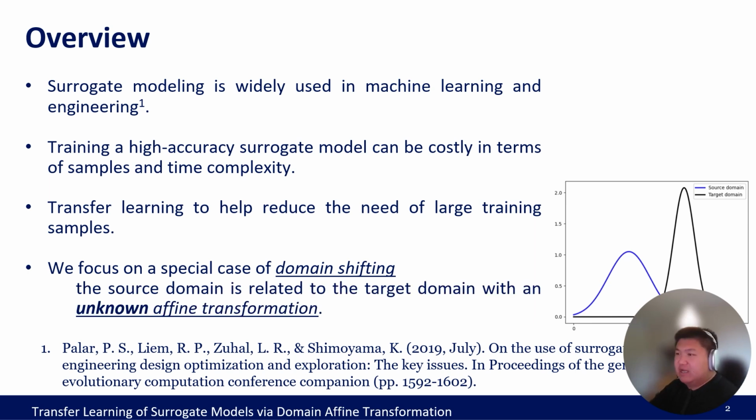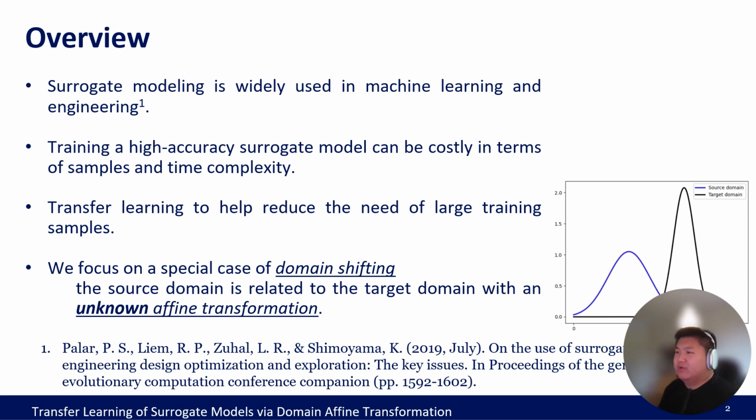So here's the outline of my presentation today. Surrogate models are widely used in many scenarios in both machine learning and engineering. Training a high-accuracy surrogate model often requires many sample points, which is usually costly to obtain. In this paper, we would like to reduce this cost, and we could reuse already trained surrogates in future tasks.